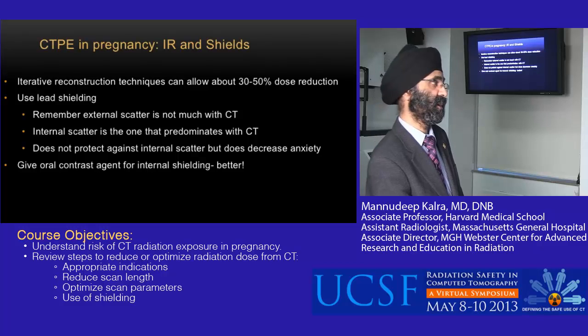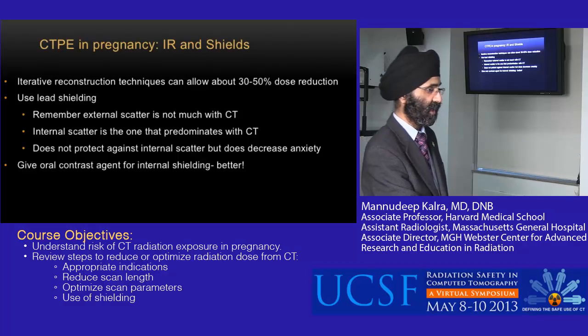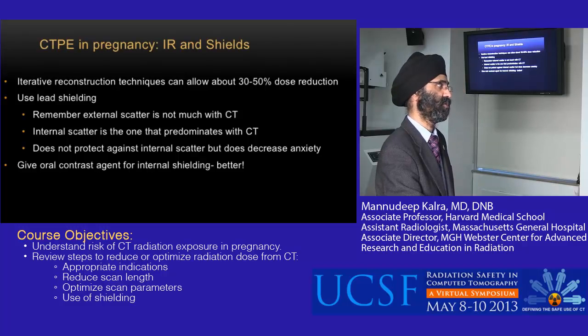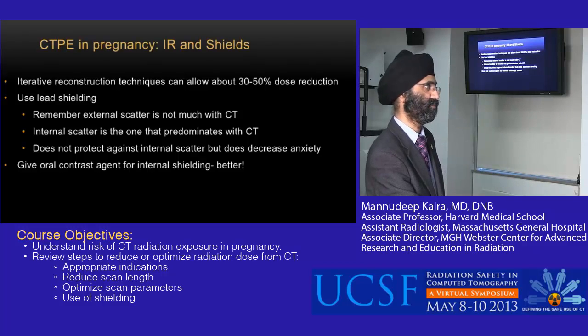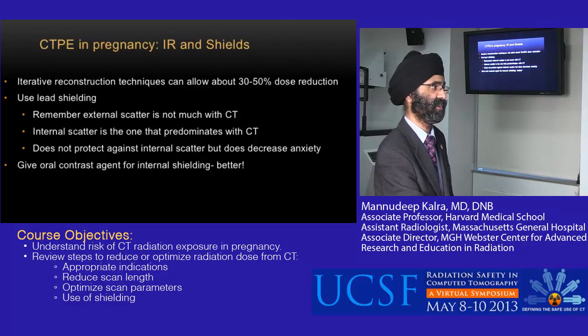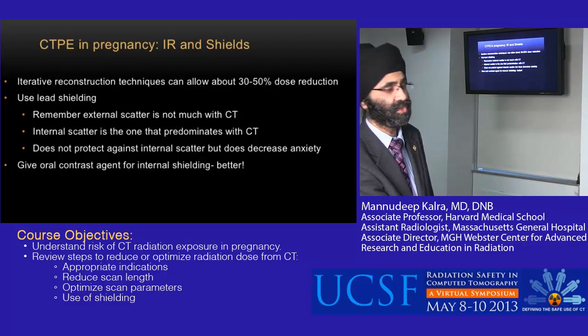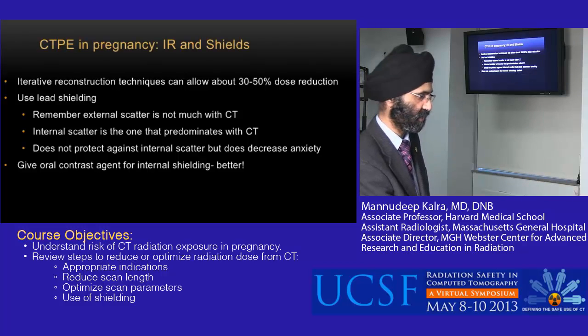Iterative reconstructions can help to reduce the dose by about 30 to 50%. And the use of lead shielding to avoid external scatter is somewhat controversial, since with CT the collimation helps us minimize the external scatter anyway. Most of the scatter radiation dose that happens with CT happens because of internal scatter, and the lead shielding that's put on the patient's abdomen doesn't really help that much.